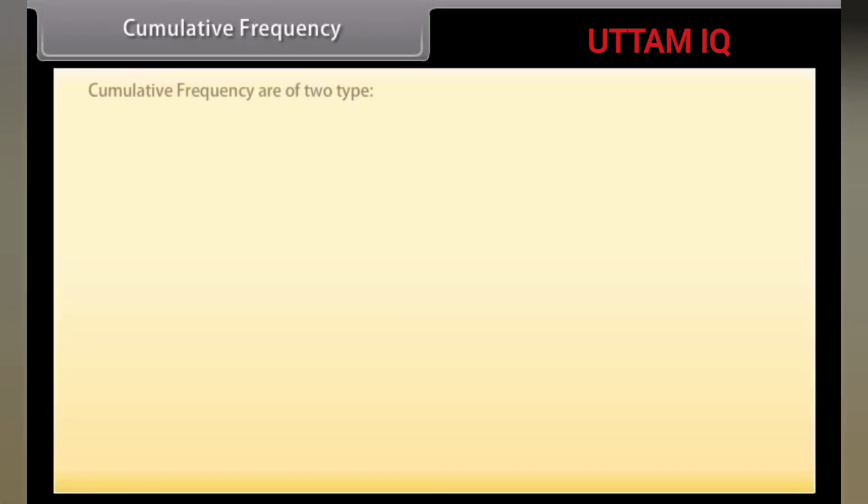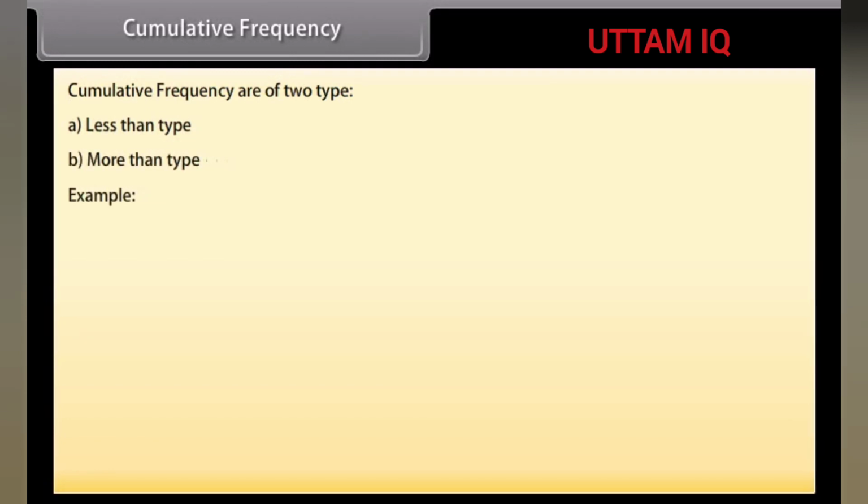Cumulative frequency. Cumulative frequency are of two types. A. Less than type. B. More than type. Let us understand it with example.